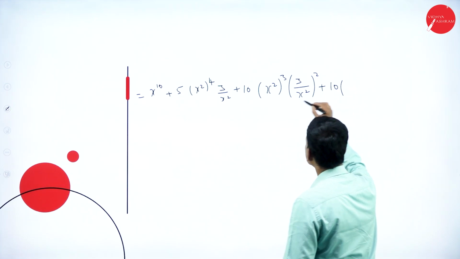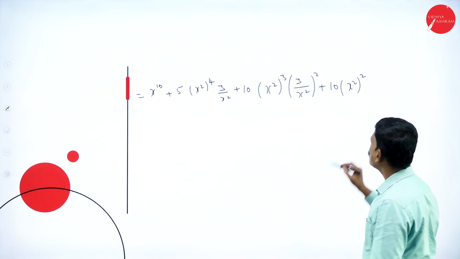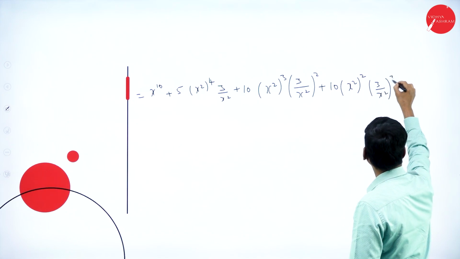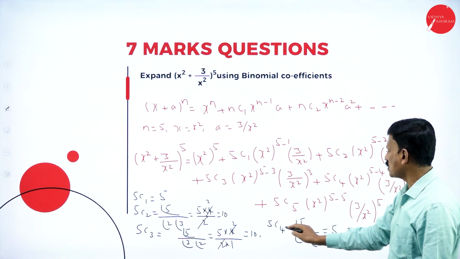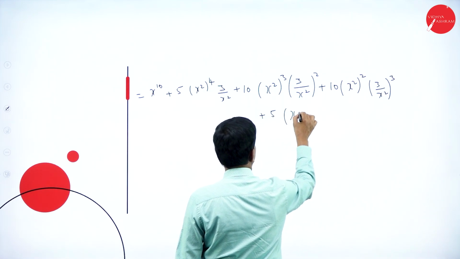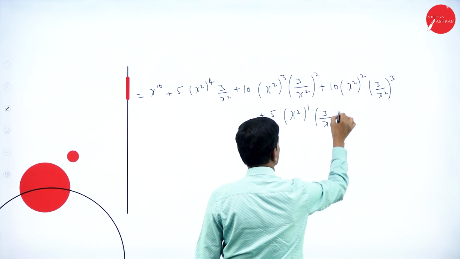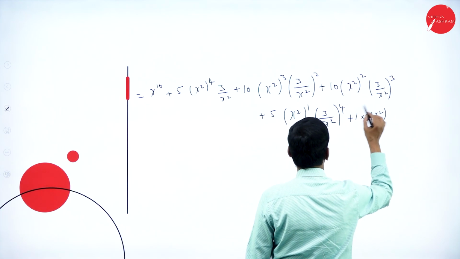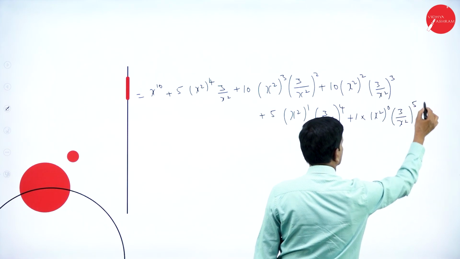Plus the next term after 5C2, that is 5C3. 5C3 is 10 into the same (x square) to the power of 5 minus 3, which is 2, into (3 by x square) to the power of 3. Plus 5C4. 5C4 is 5 into (x square) to the power of 1 into (3 by x square) to the power of 4. Plus 5C5 is 1 into (x square) to the power of 5 minus 5, which is 0, into (3 by x square) raised to 5.